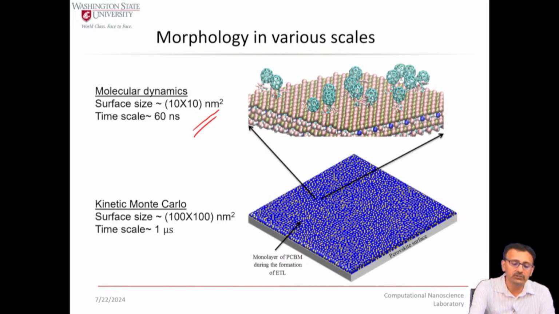On the other hand, Monte Carlo simulations, we are able to easily look at surfaces of sizes. In this case, the one I'm showing you is 100 by 100 nanometer, but you could get to micrometer level length scales and up to 1 microsecond time scales, and each calculation is only a few hours. So we significantly reduce the time needed for computing these.